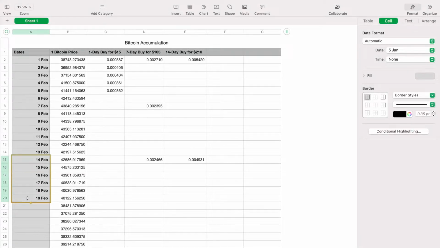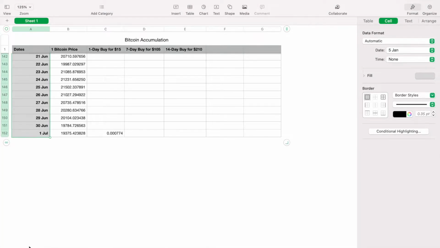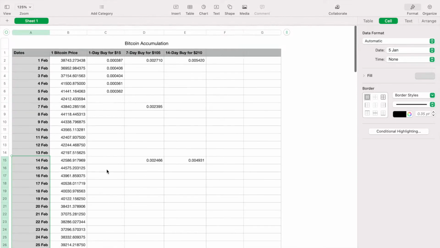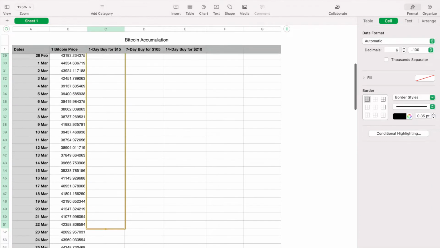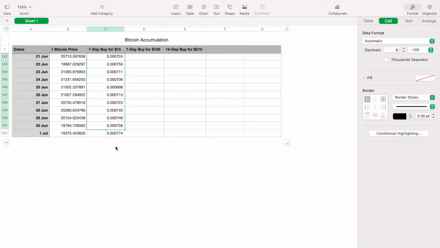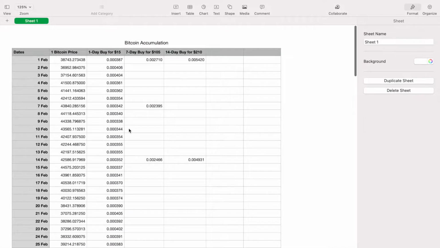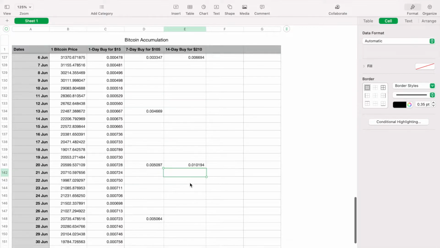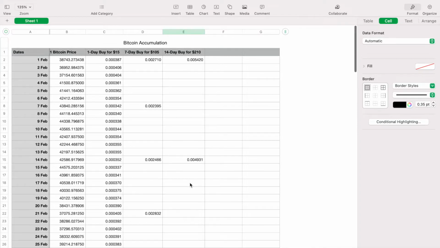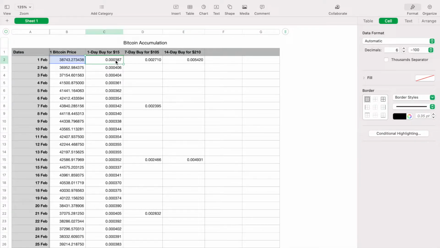Let me now populate the rest of the fields in my Excel file, and cover an investment period from 1st of February to 1st of July. When I am dragging my mouse cursor, the Excel file is filling out the cells with the formula I had shown you. And we can now see, both visually and numerically, how the HODL strategy would look like, in case you decided to accumulate Bitcoin, and your daily budget would be $15. Okay, now everything is filled in. I have a $15 purchase every 24 hours, a $105 purchase every 7 days, and a $210 every 14 days.